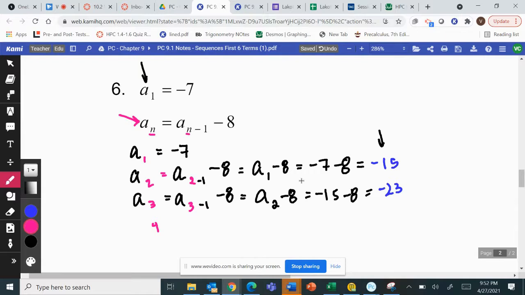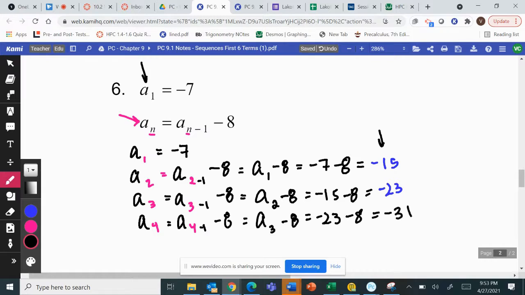So now I'm going to plug in 4. A sub 4 is equal to a sub 4 minus 1, take away 8. So a sub 4 minus 1 is a sub 3, take away 8. I just found a sub 3, it's negative 23. Oops. Take away 8 is negative 31.